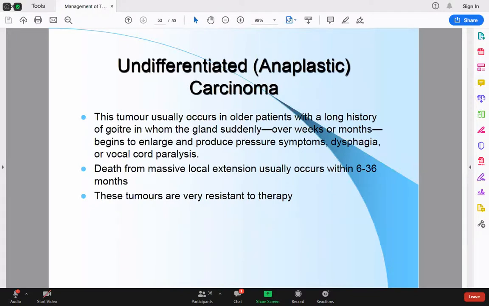Anaplastic carcinoma is the worst among them when it comes to prognosis. A lot of the time they will enlarge fast and cause pressure symptoms, including dysphagia and vocal cord paralysis. Death from a massive local extension usually occurs in 6 to 36 months. So it's very significant, a very bad prognosis, and they can be resistant to a lot of types of therapy.